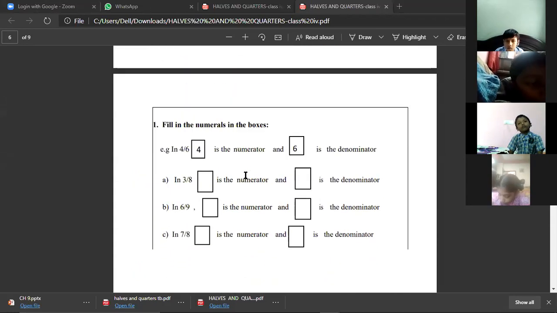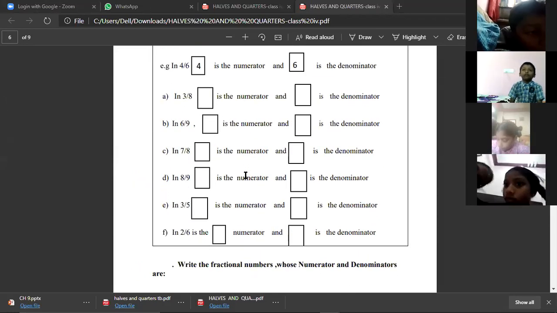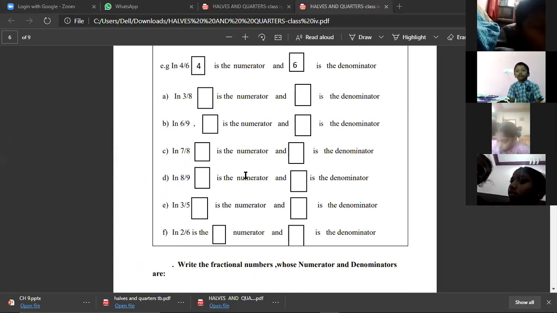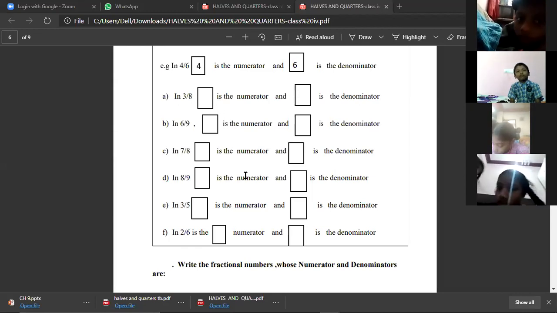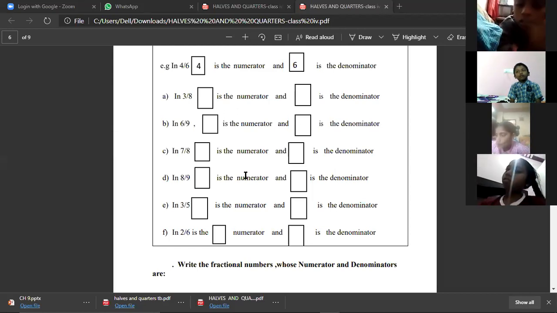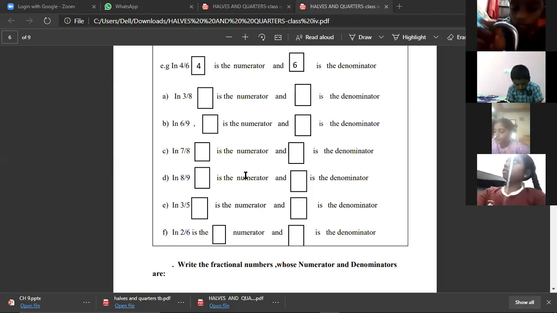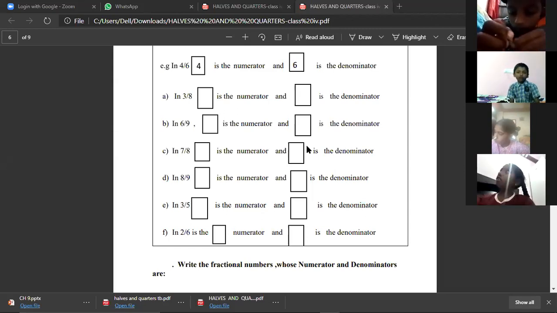Look at this. Just now we're talking about the numerator and denominator. 4 by 6 is a fraction. Then the above one is always called numerator. Below one is always called denominator. 3 by 8 is there. In 3 by 8, the above one 3 is called numerator. The below one 8 is called denominator. So you have to fill in the boxes.